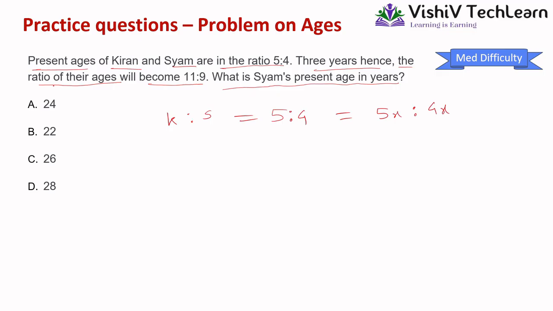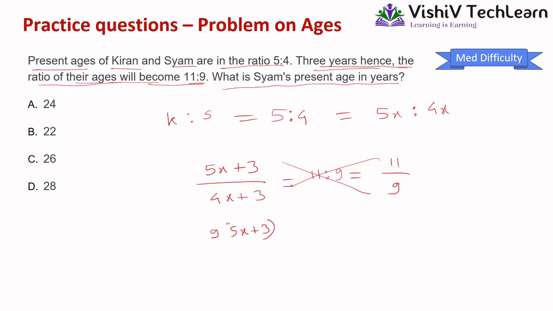Now the ratio of their ages after 3 years. 3 years hence means after 3 years the ratio will become 11:9. So after 3 years it has to be (5x plus 3) divided by (4x plus 3), and this ratio is equal to 11:9, which is 11 upon 9. Now let's do the cross multiplication here. So 9 into (5x plus 3) is equal to 11 into (4x plus 3). Let's open up the brackets.